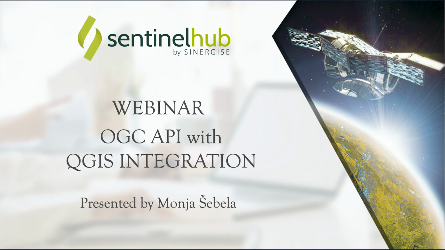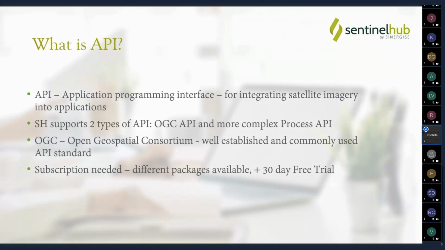Hello everyone. Before we deep dive into the OGC API, let me give you a short introduction on what an API is. API means Application Programming Interface, and it is the interface that is in this case used to include satellite imagery into users' applications. This can be, for example, QGIS, ArcGIS, or users' own web applications or desktop applications that the users can then commercially sell to other users as well.